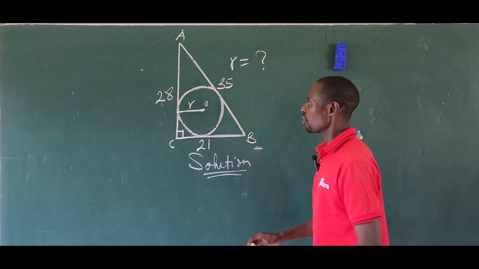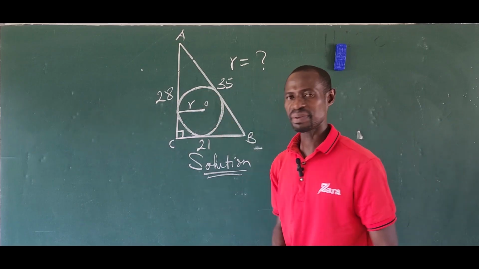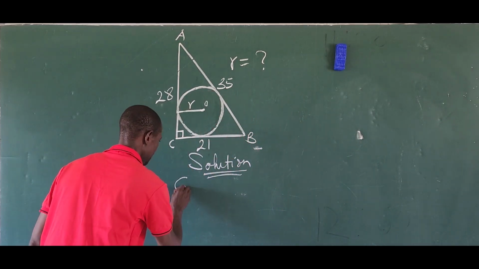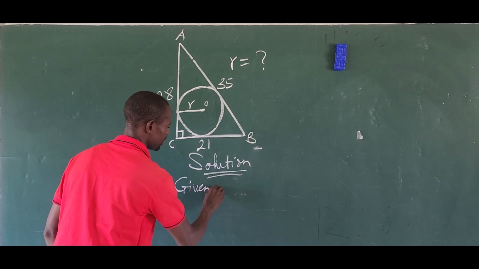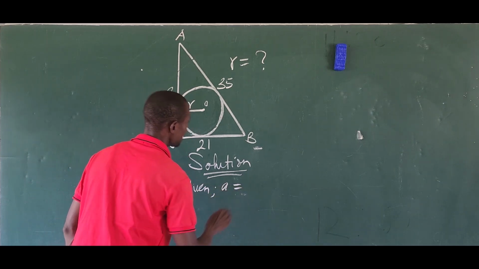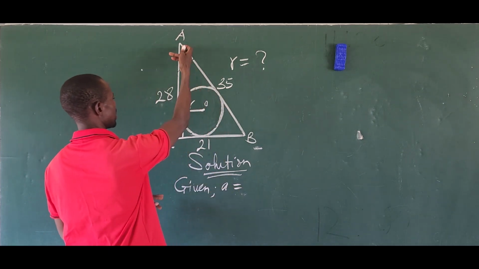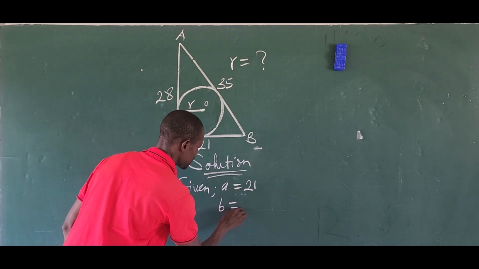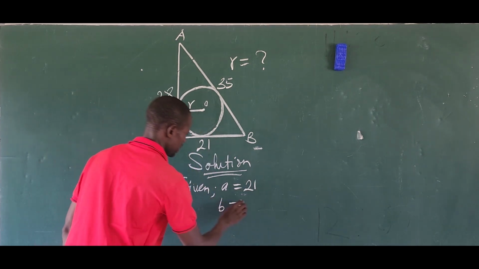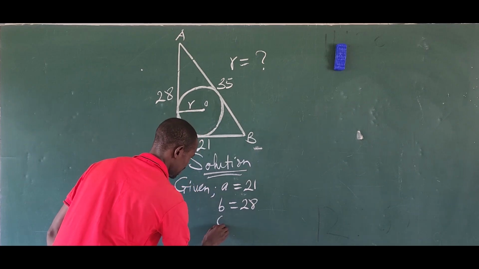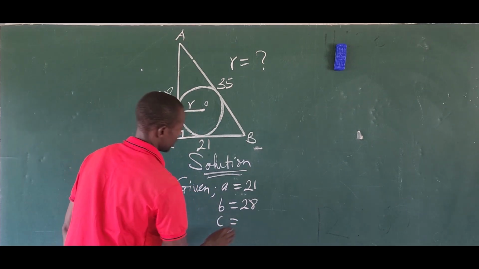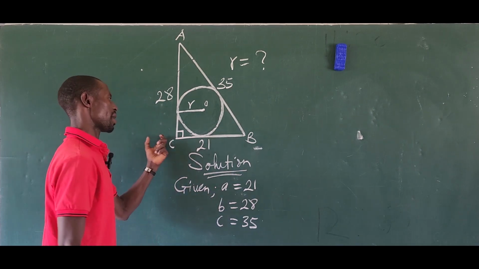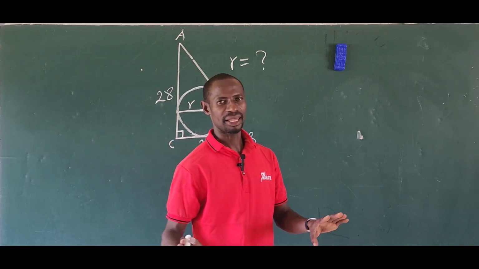All right. So now, given this side here, let's bring out the values of a, b, and c. From here, let's take the quantities given. We have our small letter a is equal to 21, then our small letter b is equal to 28, and our small letter c is equal to 35. The angles are not given apart from angle C, but we are not bothered about that, right?